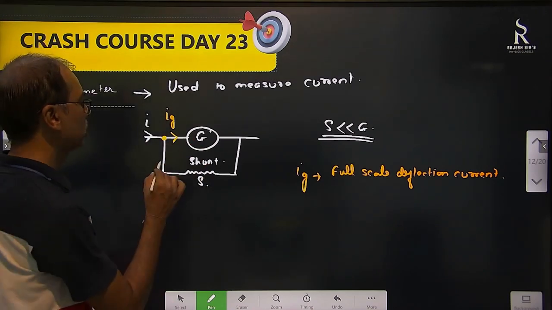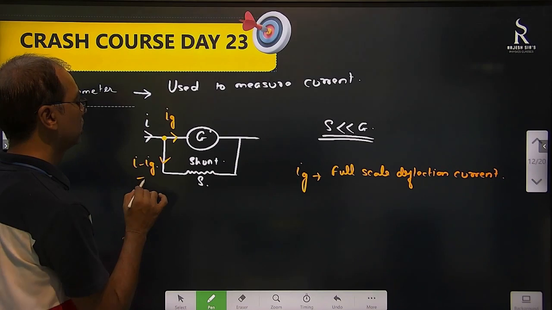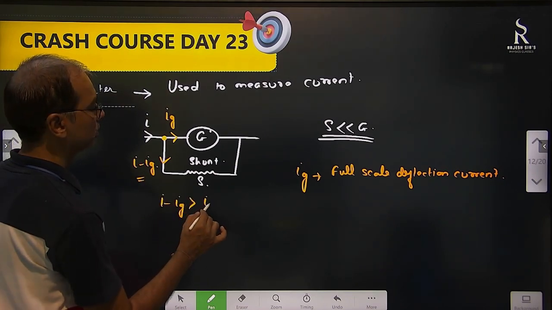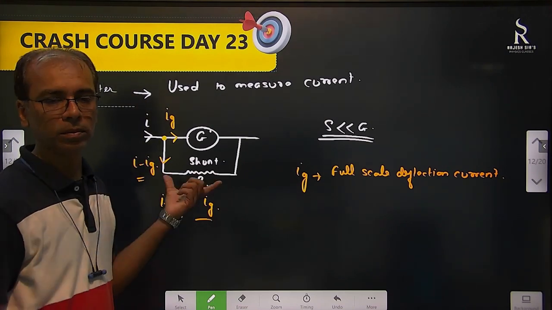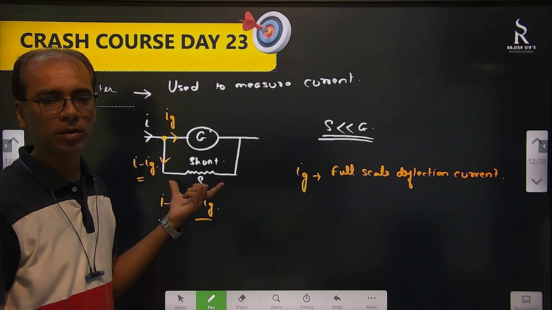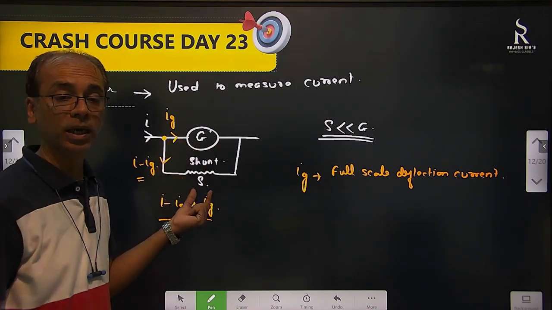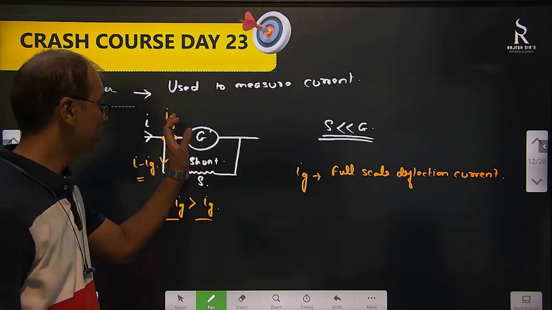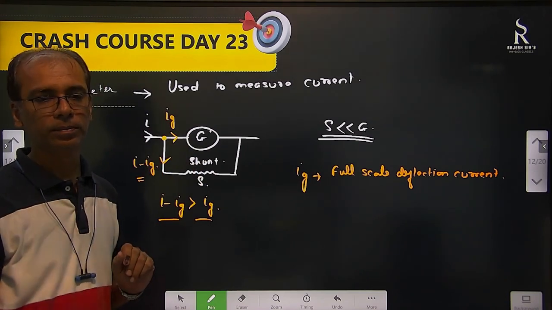Then the remaining goes here. Since the resistance of the shunt is very less, I minus Ig's magnitude will obviously be more than Ig. Because they are connected in parallel, the potential has to be the same. Ig into G will be equal to I minus Ig into S. S being very small, I minus Ig has to be greater than Ig. So maximum current passes through the shunt, and very little passes through the galvanometer.